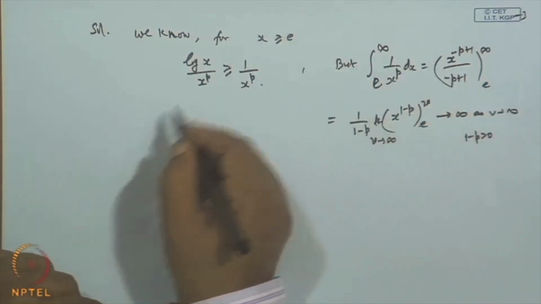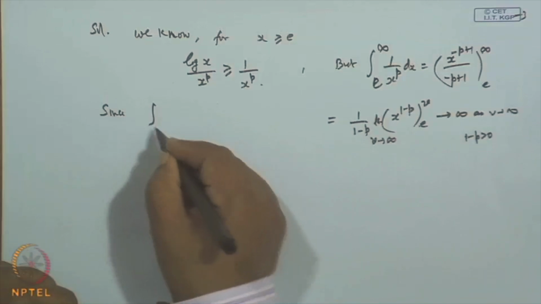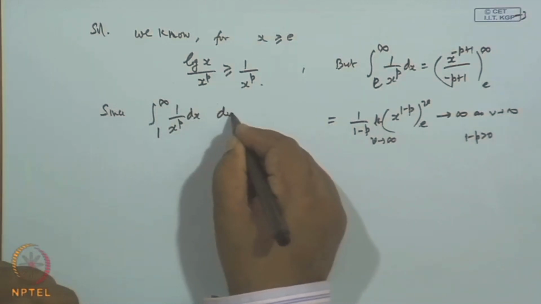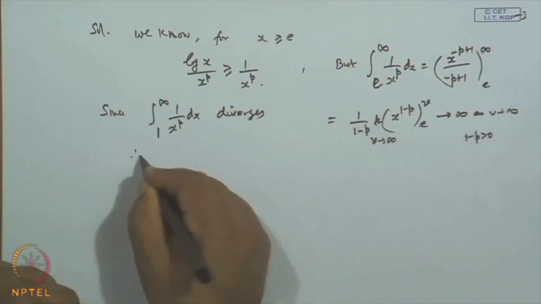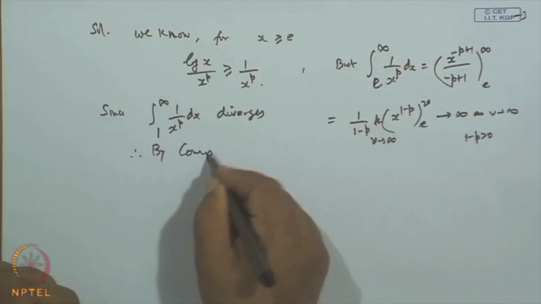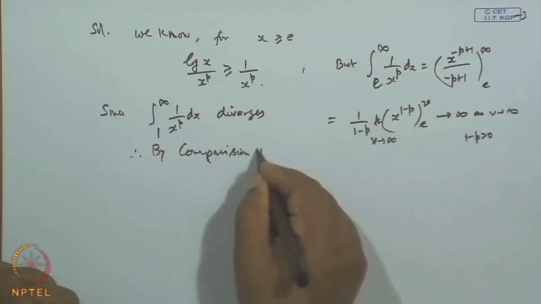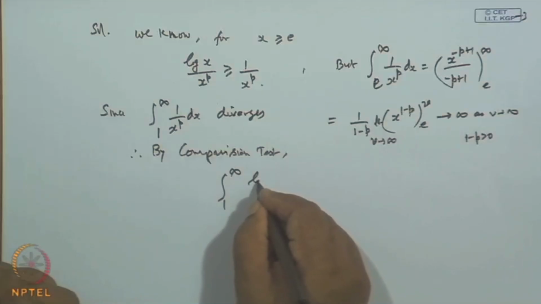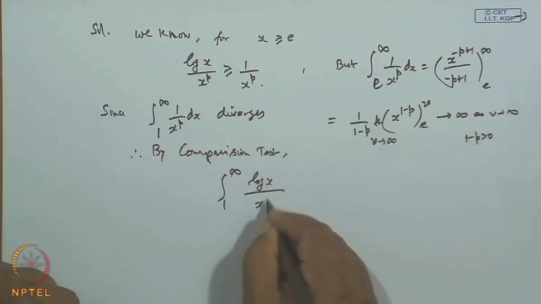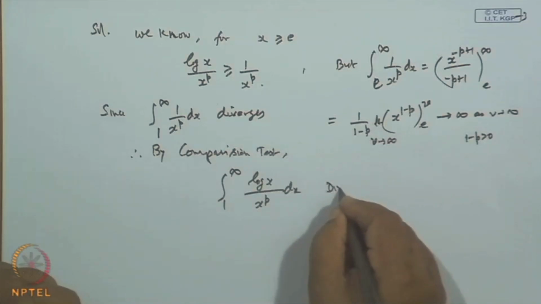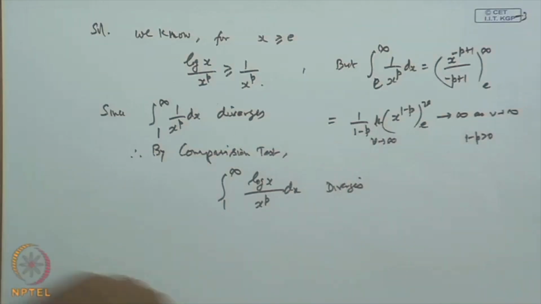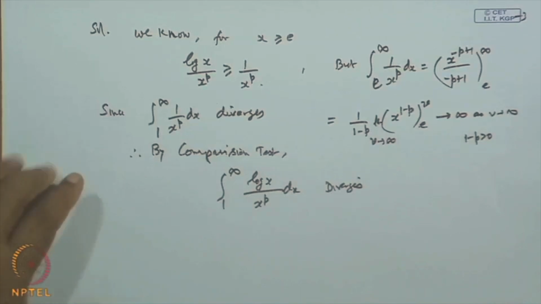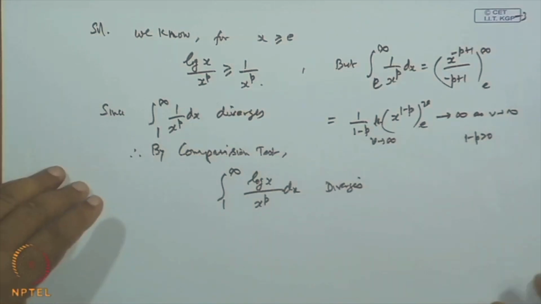So since the integral from 1 to infinity of 1 by x to the power p dx diverges, therefore by the comparison test the integral from 1 to infinity of ln x divided by x to the power p dx diverges. This way we can find out the nature. Then another example.